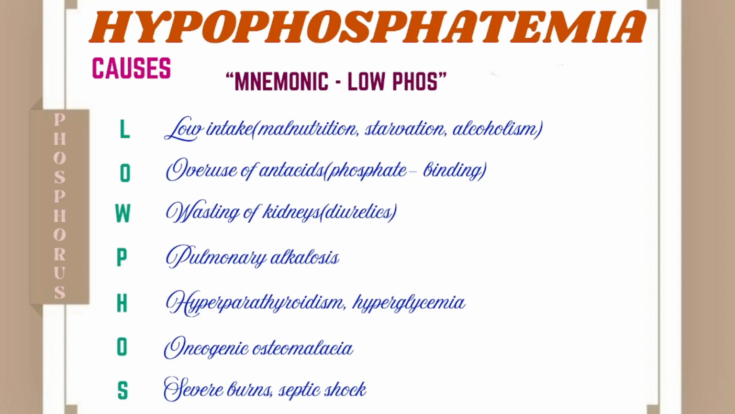So these are the causes for hypophosphatemia, and the mnemonic is LOW PHOS: low intake, overuse of antacids, wasting of kidneys, pulmonary alkalosis, hyperparathyroidism or hyperglycemia, oncogenic osteomalacia, severe burns or septic shock.